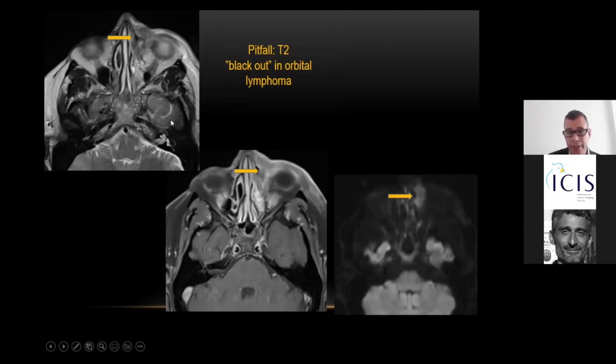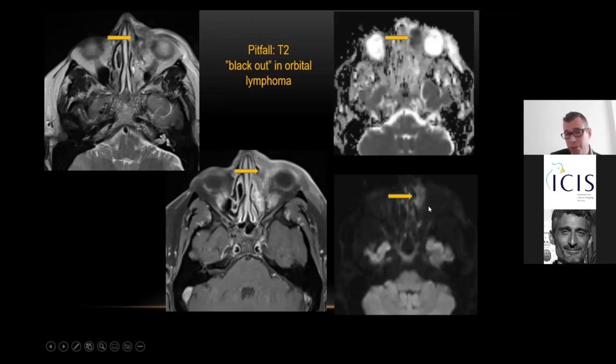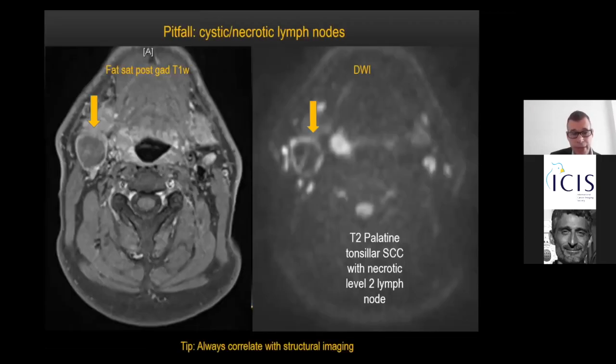The same applies as a result of T2 blackout. So you can have T2 effects due to low T2 signal. Here we've got a lymphoma, an orbital lymphoma involving the left medial canthus. And you can see that on diffusion-weighted imaging, the effects of this low T2 signal are to result in intermediate diffusion-weighted imaging signal. However, it is shown to be of high ADC value on the ADC map. Another catch can be when we're trying to image cystic or necrotic lymph nodes, particularly in the HPV situation.